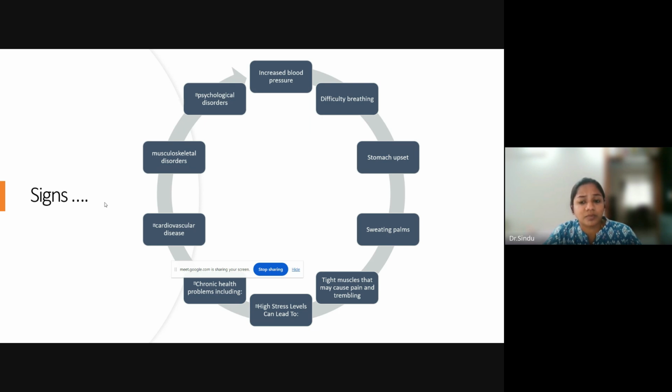Tightened muscles may cause some pain and tenderness. Sweating in palms also gives stress. Stomach upset, so signs of stress are also one of the major factors of stomach upset. You will get difficulty in breathing and increased blood pressure. So cardiovascular, musculoskeletal, psychological, chronic health diseases, high blood pressure, sweating in palms, these all come under signs of stress.